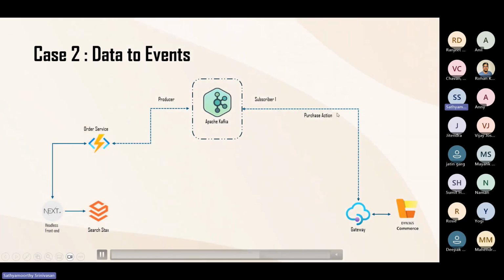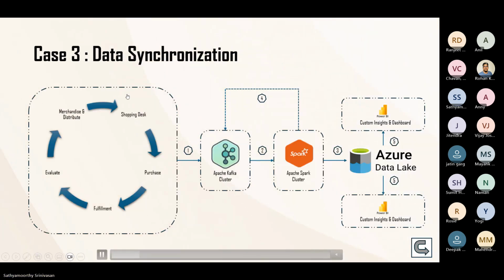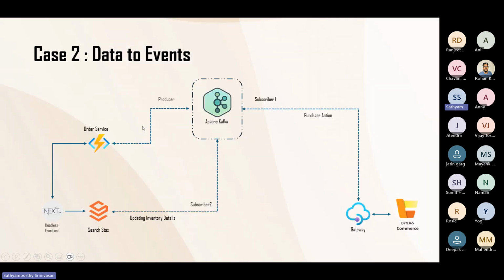So yeah, I'll quickly finish this one. In the producer, as soon as Kafka receives the update, it will send an event back to subscriber 1, which is Dynamics. Then the next request goes to subscriber 2, back to Solr. In the next slide, just consider this as one of the order services, one simple use case.